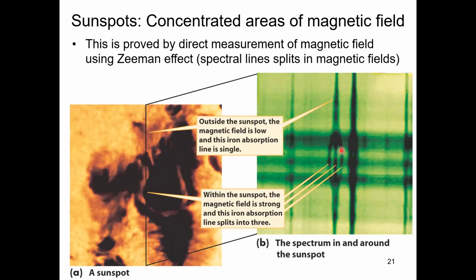Yes, sir. Now, what is this location? If you look at the left-hand side, it is right in the middle of a sunspot. So now we know sunspots are places of strong magnetic field. Okay, so that is the conclusion here.